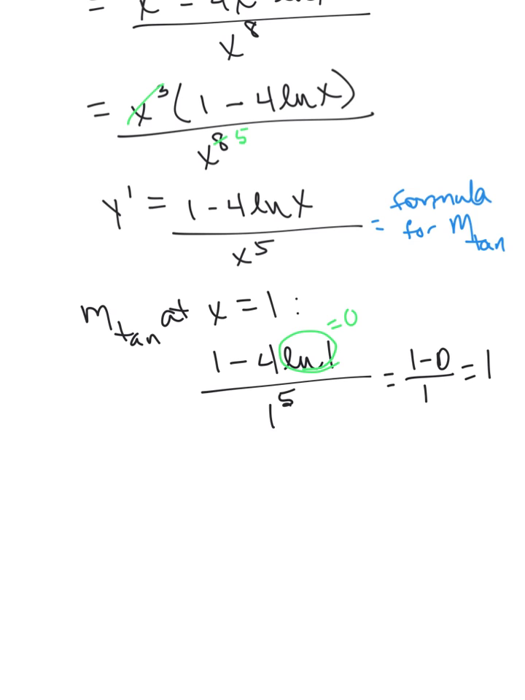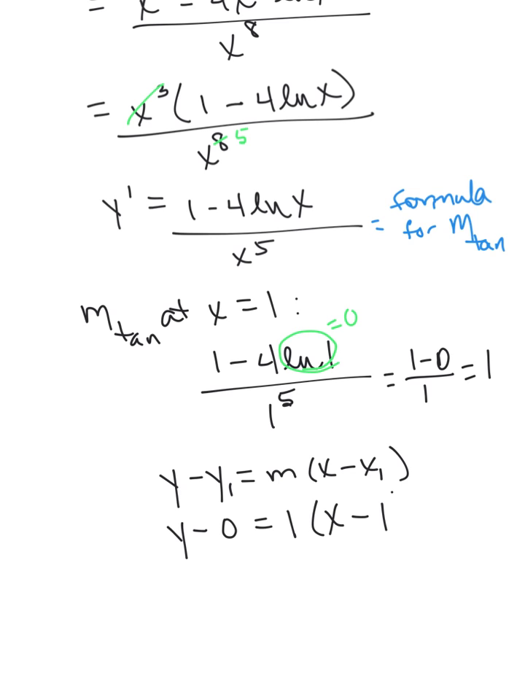Our problem asked for the equation of the tangent. So I'm going to go back to that point-slope form where the y stays as the variable. The y of my point was 0. My slope is 1. x is the variable. The x of my point was 1. So I have y equals x minus 1. Here is the equation of my tangent line.